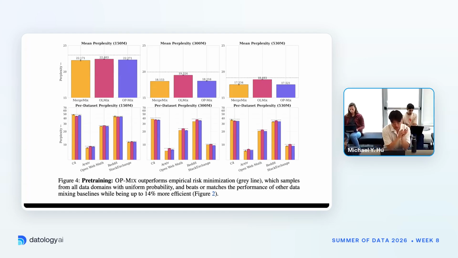Okay, so here are the pre-training results. The gray line is ERM, or doing nothing. Both the merge mix and OP mix tend to be better than doing nothing, and I think merge mix is slightly better than OP mix, which is, to be honest, expected, because OP mix in this setting is basically an extra approximation on top of merge mix.